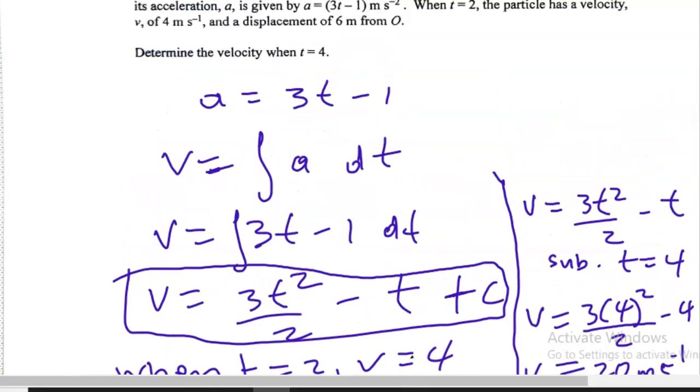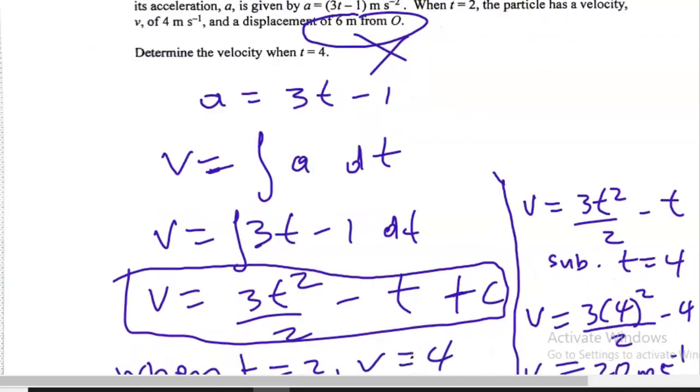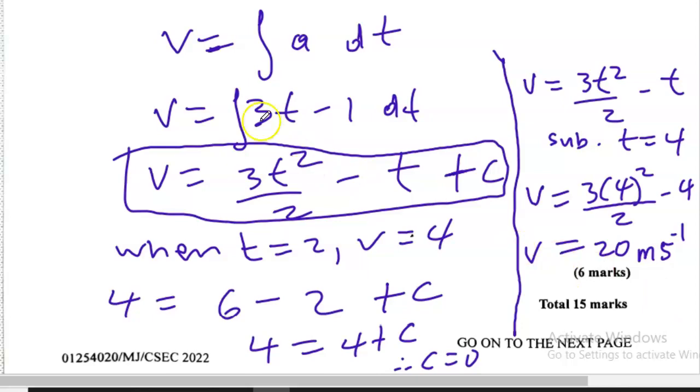Alright? And so note this, this information served no purpose at all. We didn't need it to find our solution. Alright, let's continue.